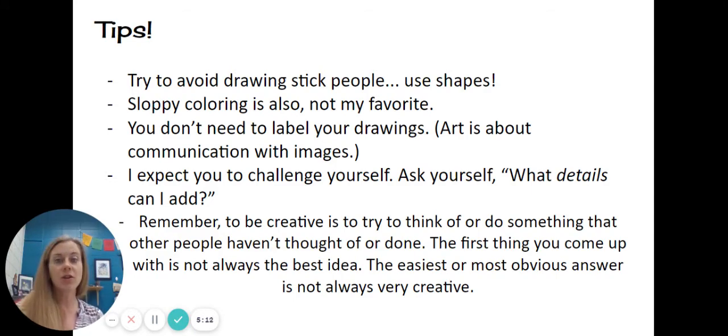You don't need to label your drawings. So if you turn something into, like, a dog or a penguin or whatever, you don't need to label it. Your challenge is to draw enough details that I'll know what it is, but then also don't worry about it if I don't know what it is. So we communicate with pictures, and then encourage yourself to add details. What more could you add? Could you add a background? Can you add some textures, things like that?